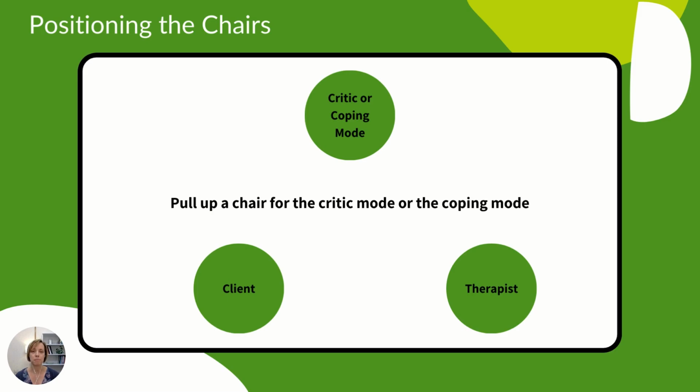Okay, so thinking about the position of your chairs. If you see at the bottom of the image, we've got the client's chair and the therapist's chair, assuming this is how you might normally sit in your therapy room. The first step is to pull up a chair for the critic mode or the coping mode that's opposite both of you.